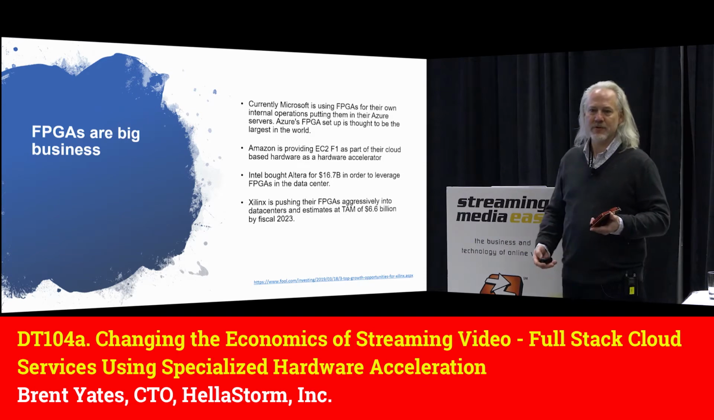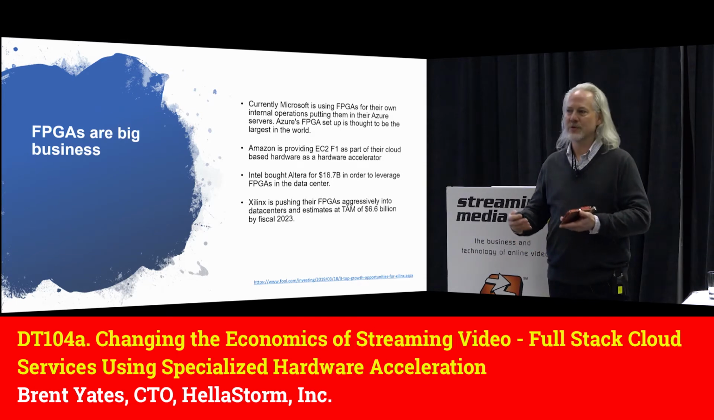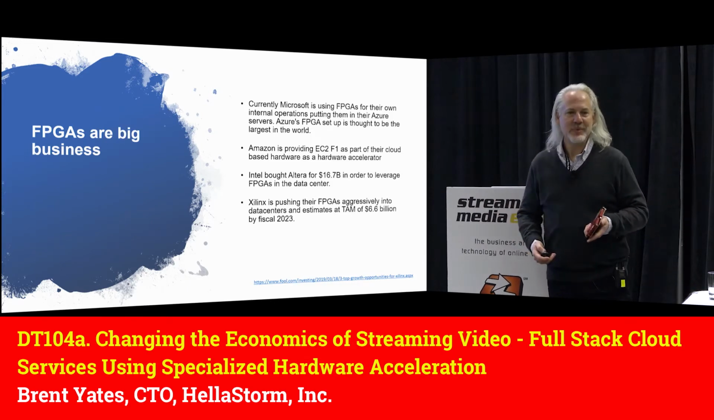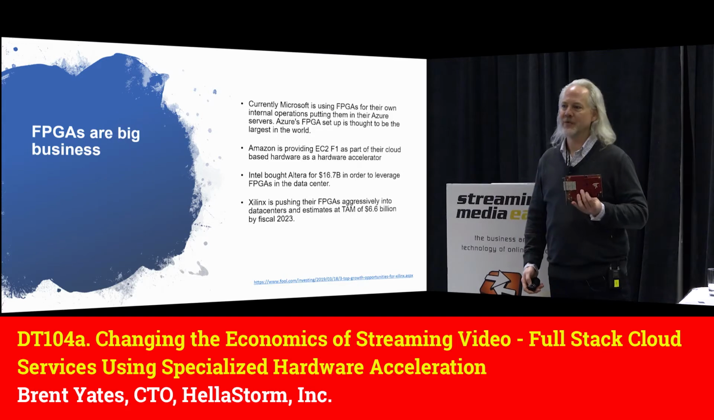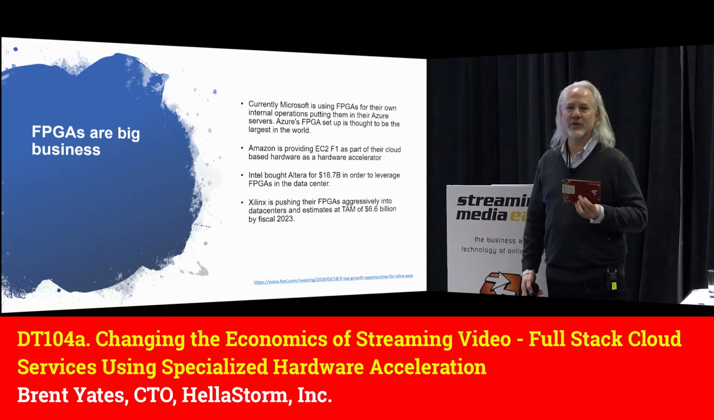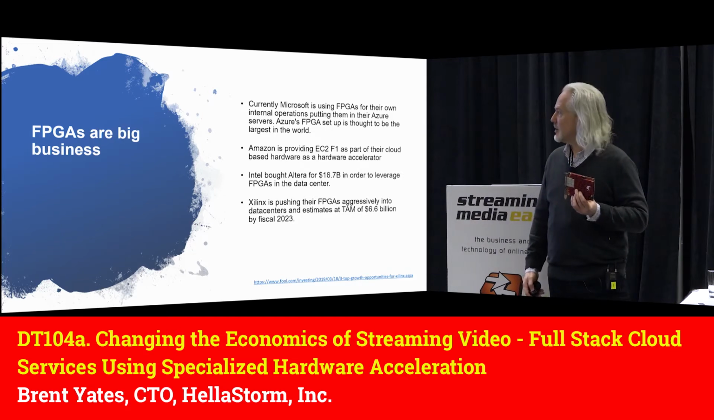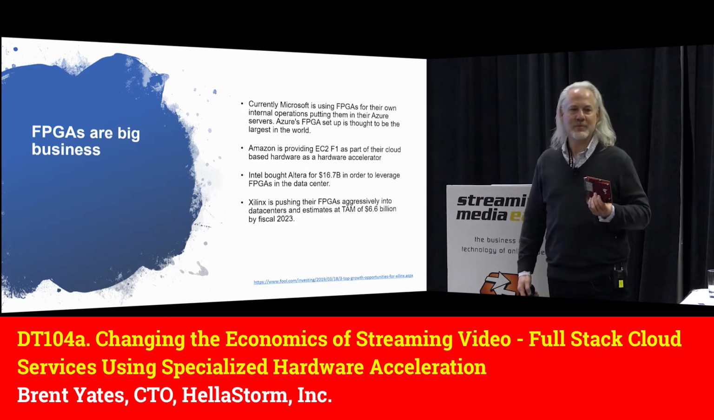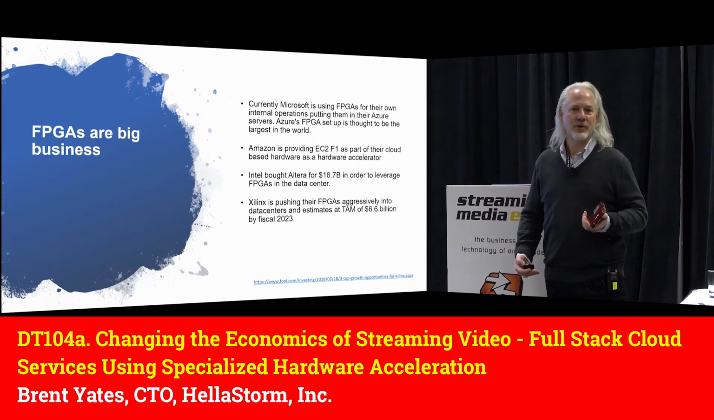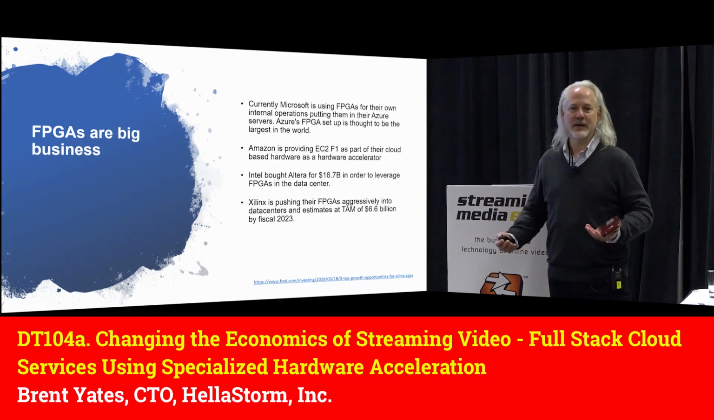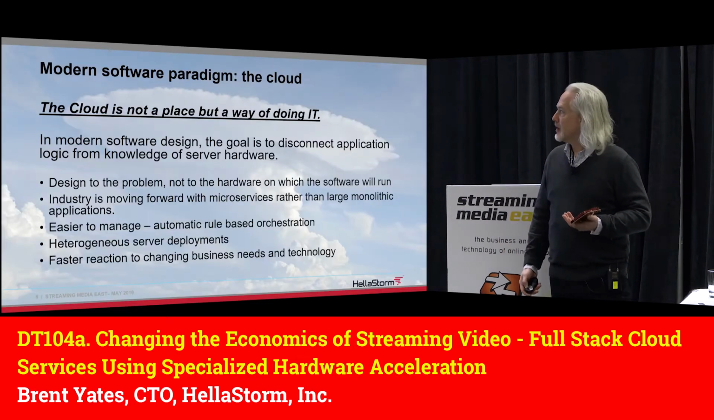Amazon provides them as part of their cloud deployments, but only for you to use as a service. They're not, as far as I know, using them to accelerate their workloads. Intel spent $17 billion to buy the second largest manufacturer of FPGAs, specifically to go into the data center. And Xilinx, the world's largest FPGA manufacturer, estimates an almost $7 billion total addressable market for FPGAs in a few years. It's big business. Eventually, it's going to be on every server. And we want to talk about why it needs to go on every server.